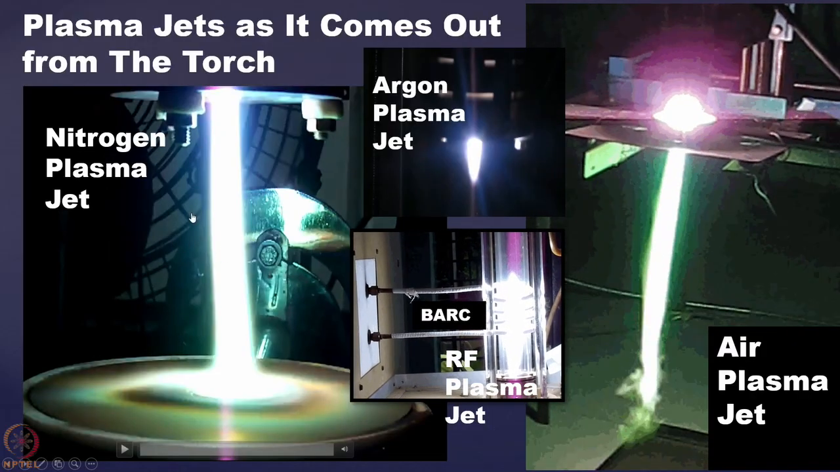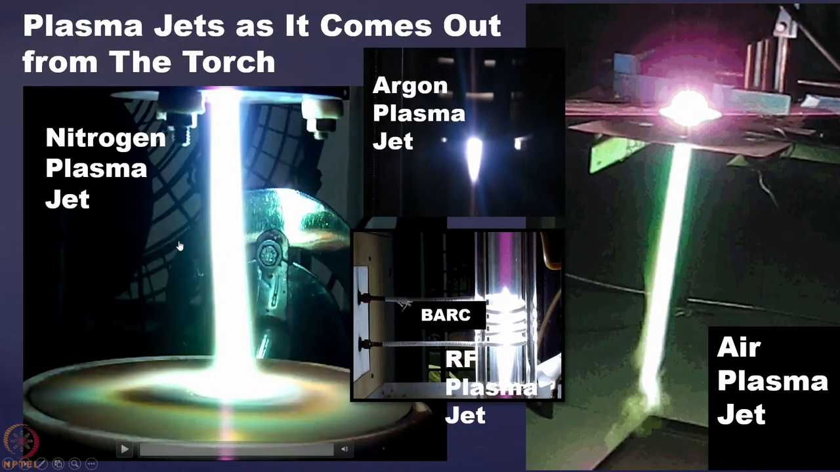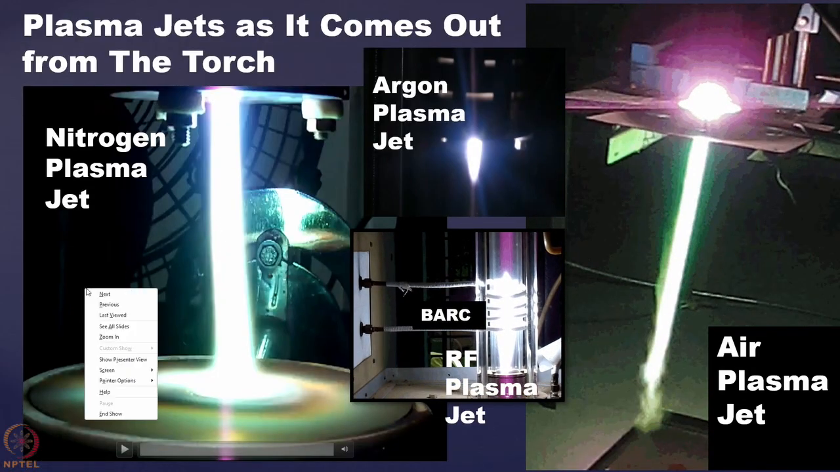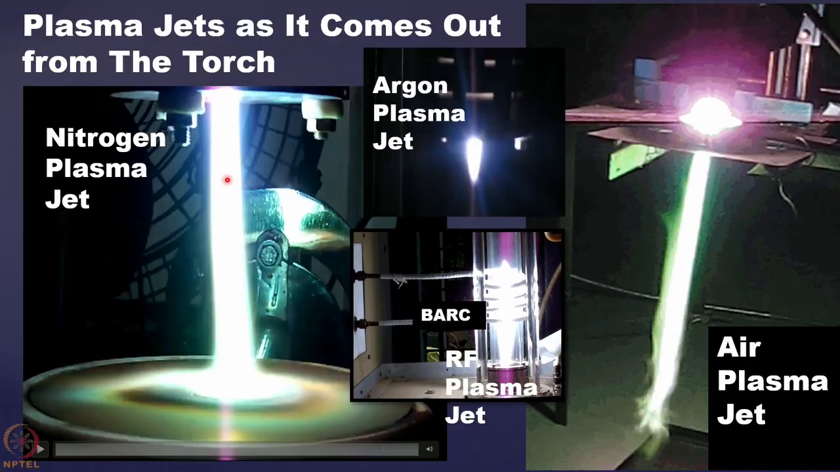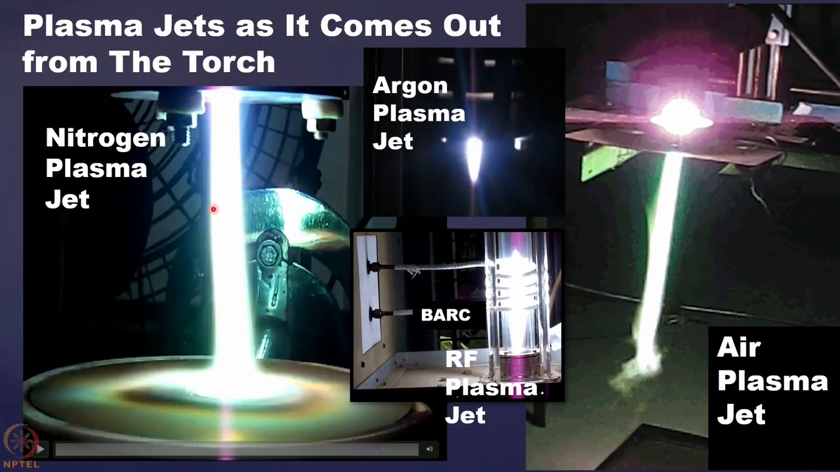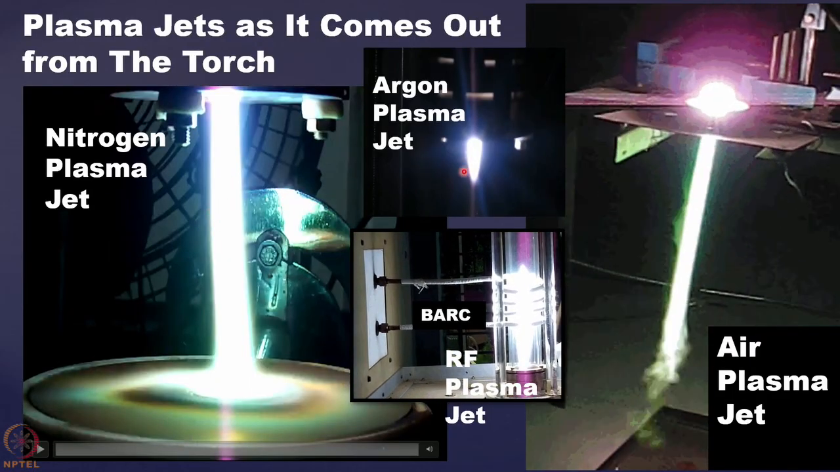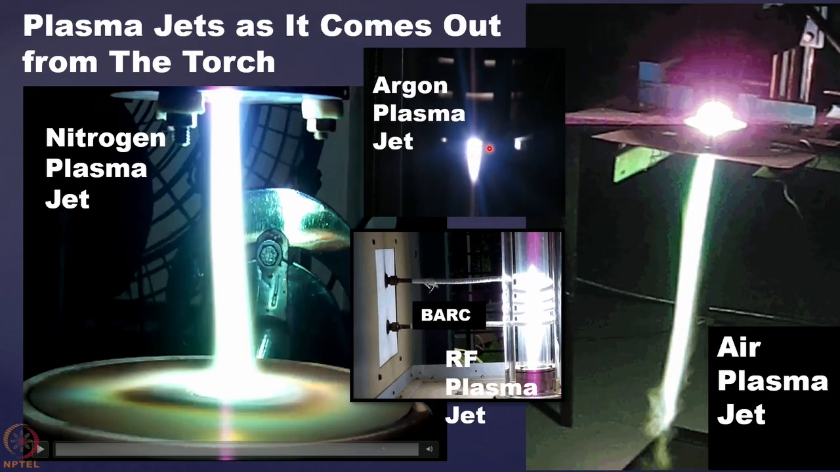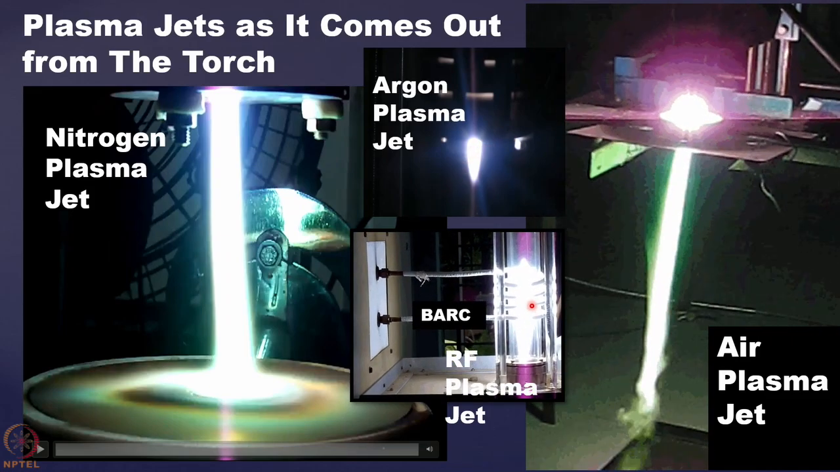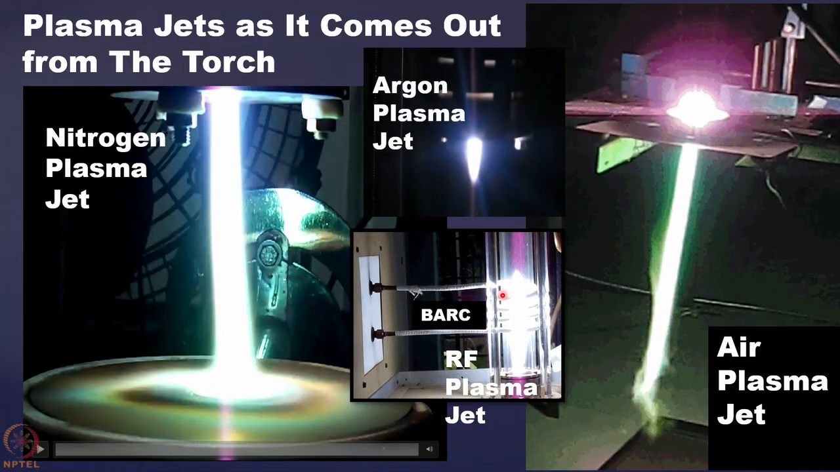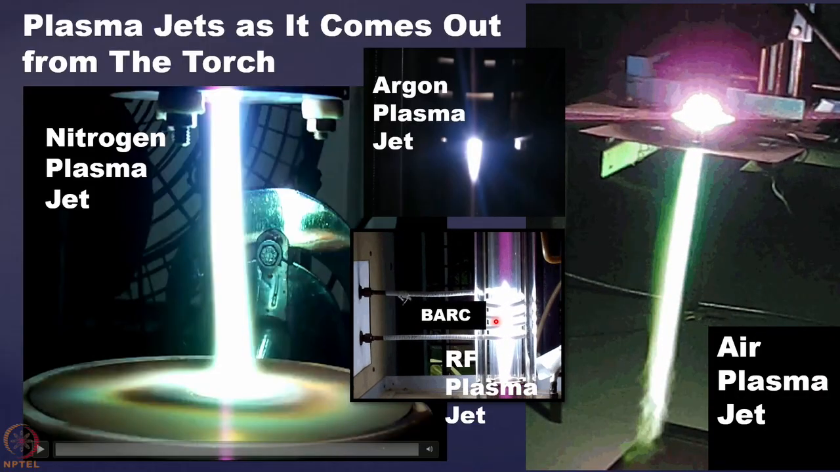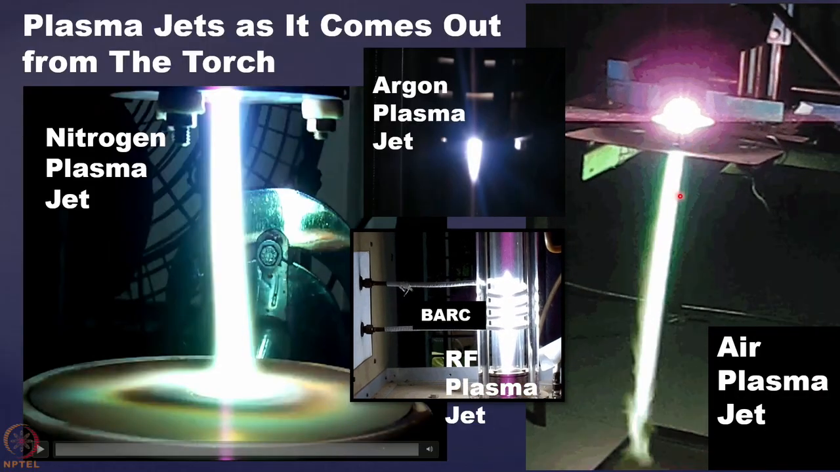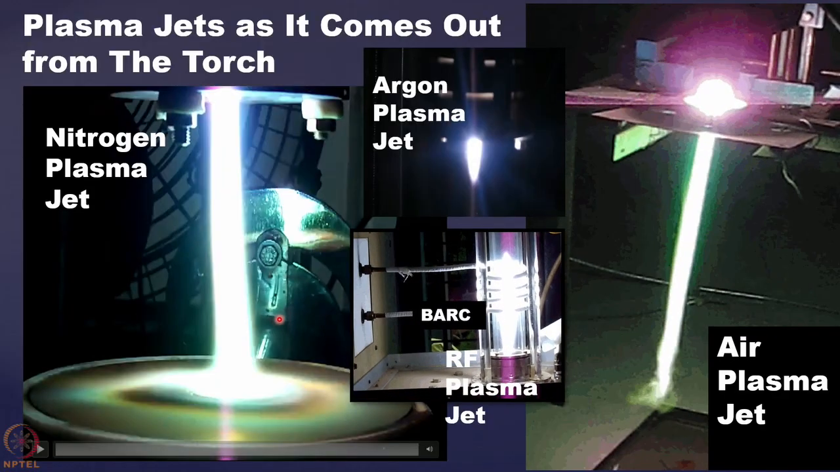See, this is a nitrogen plasma torch, and let me change the pointer and make it a laser pointer. Okay, so that will be there. So now this one is a nitrogen plasma jet, and this one, as we have seen, is an argon plasma jet. This is the same argon plasma jet, but it is a radio frequency produced plasma jet, an inductively coupled plasma, and this is an air plasma jet, what you are seeing over here.